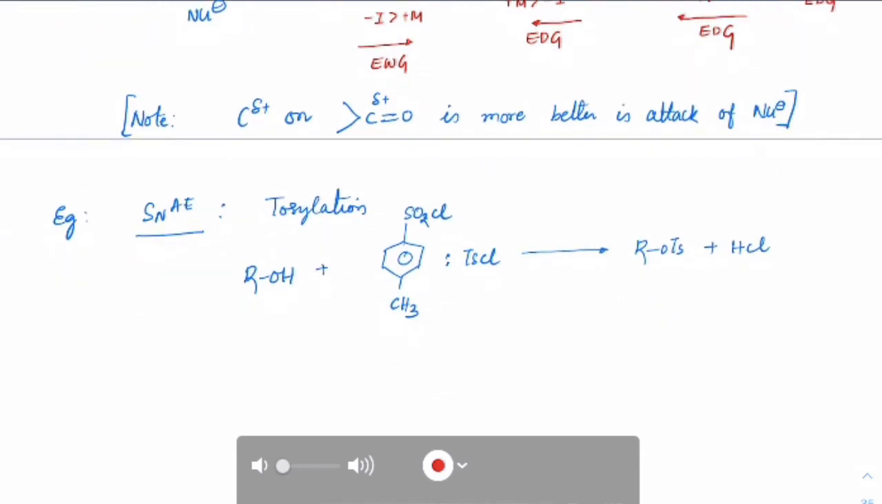Now if you see the mechanism here, we have R, OH with a lone pair, treating with S double bond O, and we have Cl and another double bond O here with the Ph CH3. This is how it is.